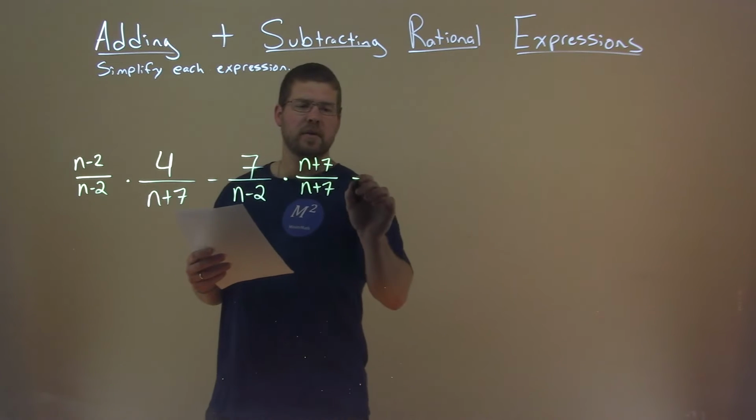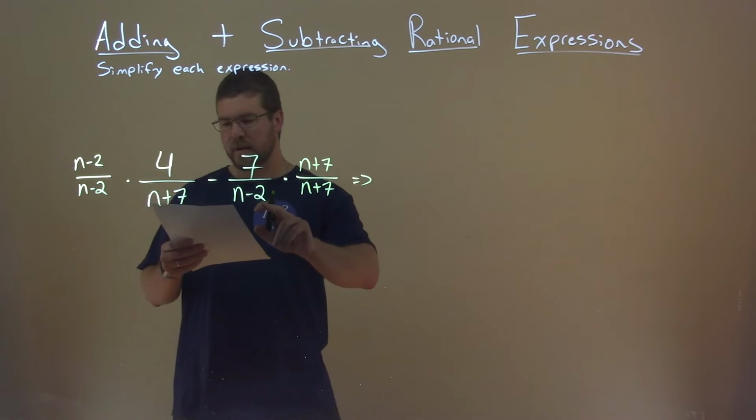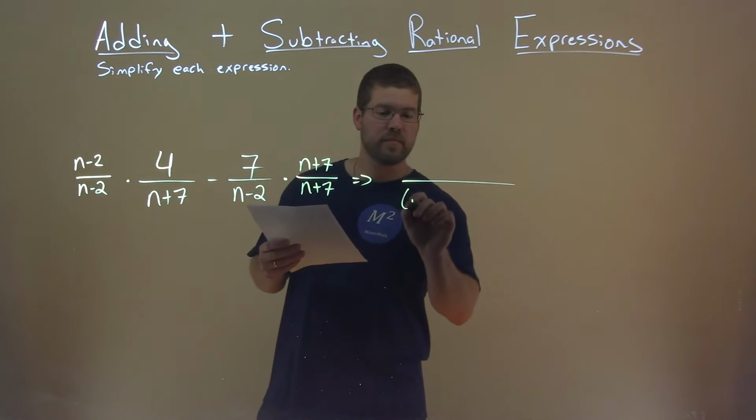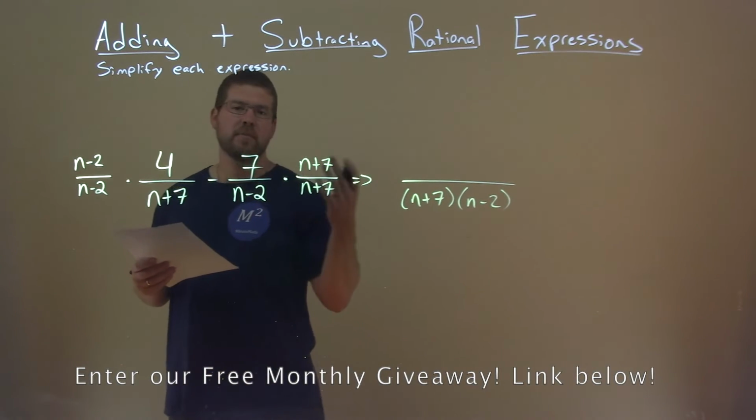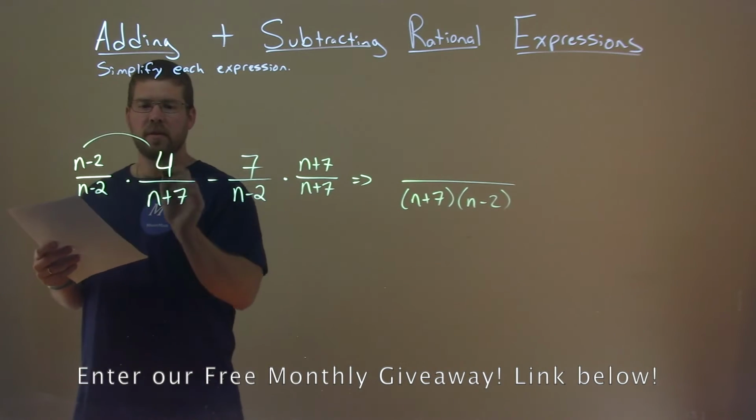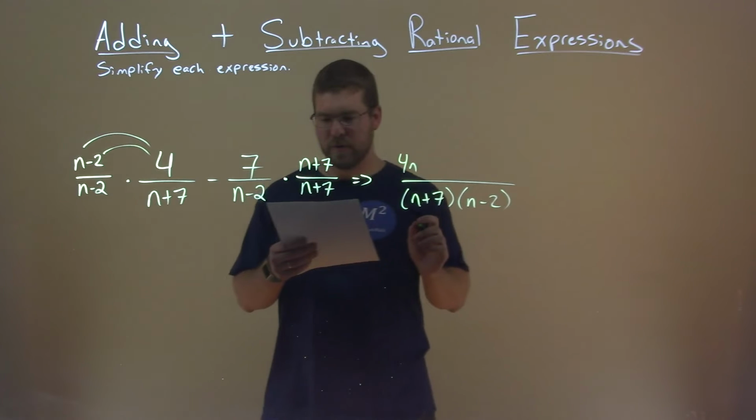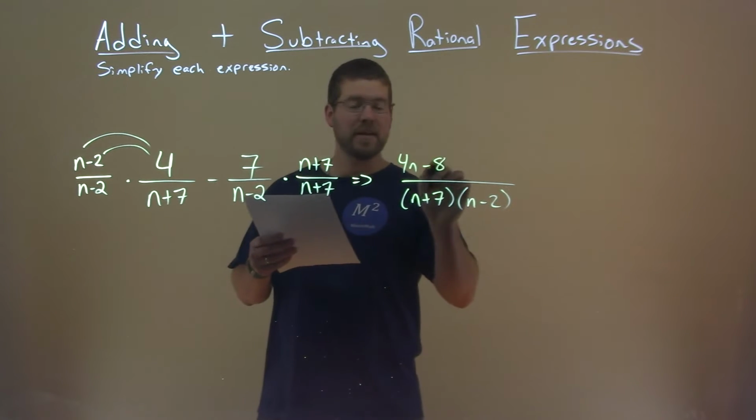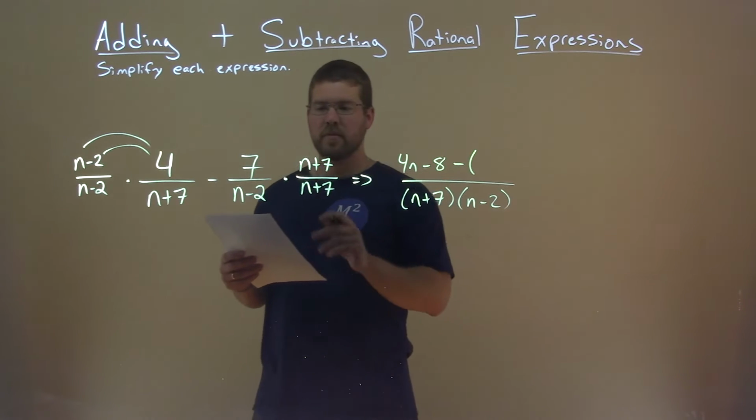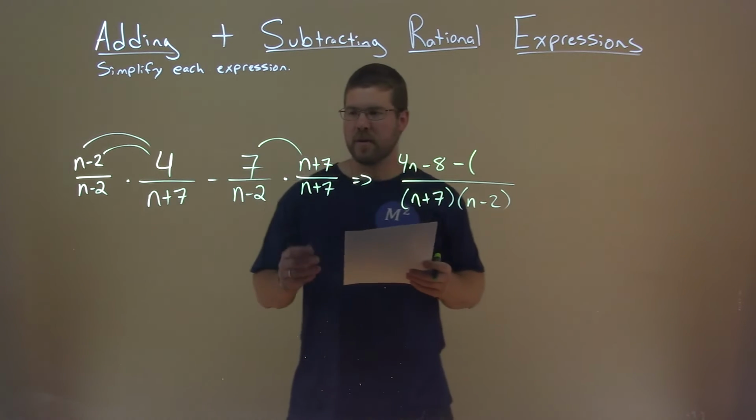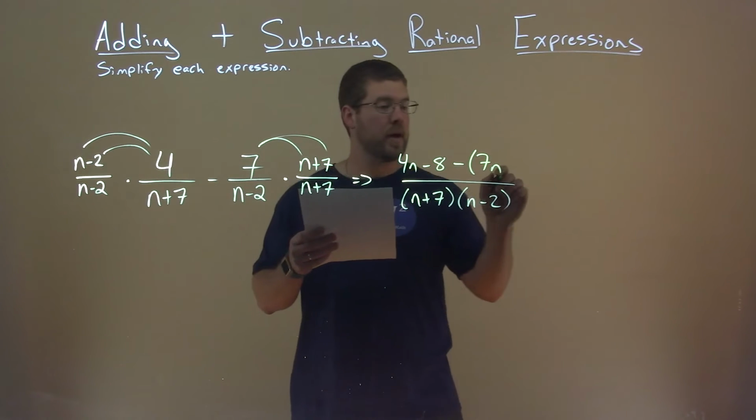What does that give us here? Well, it's going to give us a common denominator of n plus 7 times n minus 2, which allows us to add the numerators. So let's go simplify this. N times 4 is 4n. Minus 2 times 4 is, well, a minus 8. We're subtracting, that's in between here. Put parentheses so we don't forget to distribute that minus sign. 7 times n is 7n. And 7 times 7 is 49.